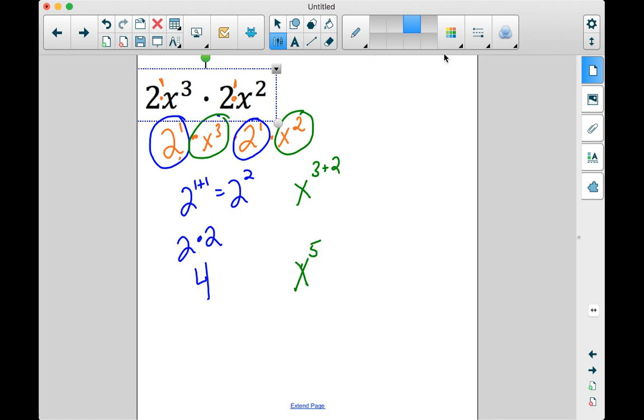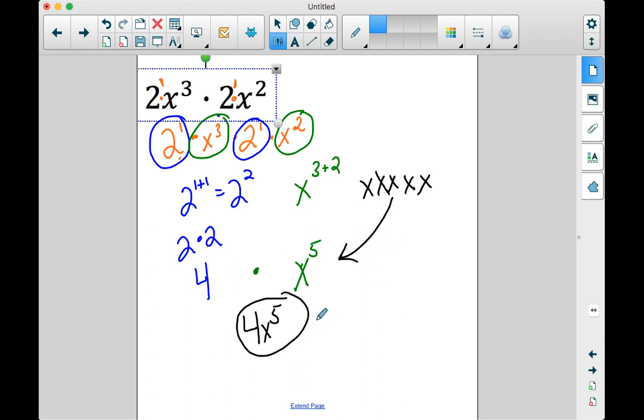And now I can take these, and it's still multiplication. I bring down my same operation, but I can rewrite them showing without that multiplication symbol. So it'd be 4 times x to the power of 5. And I get the same thing when I expand my x's out. So 1, 2, 3 times 1, 2. That gives me my x to the power of 5. That's still my same answer.